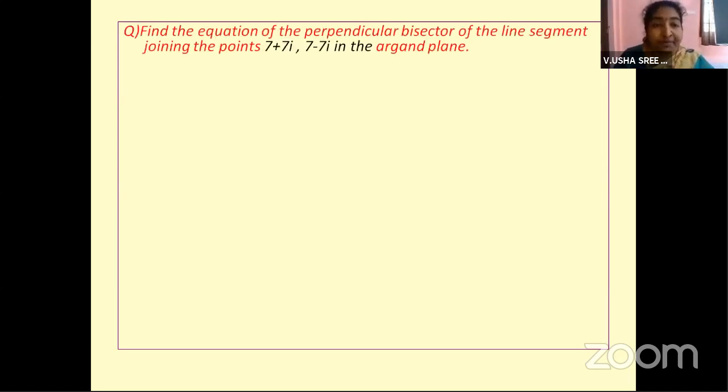We will see a few problems, children. Find the equation of the perpendicular bisector of the line segment joining the points 7 plus i, 7 minus 7 plus 7i and 7 minus 7i in the Argand plane. Now, how to solve this?